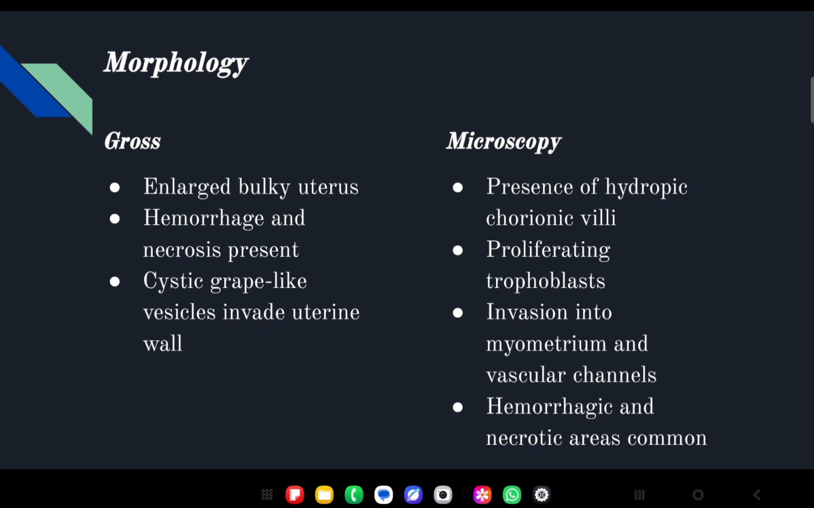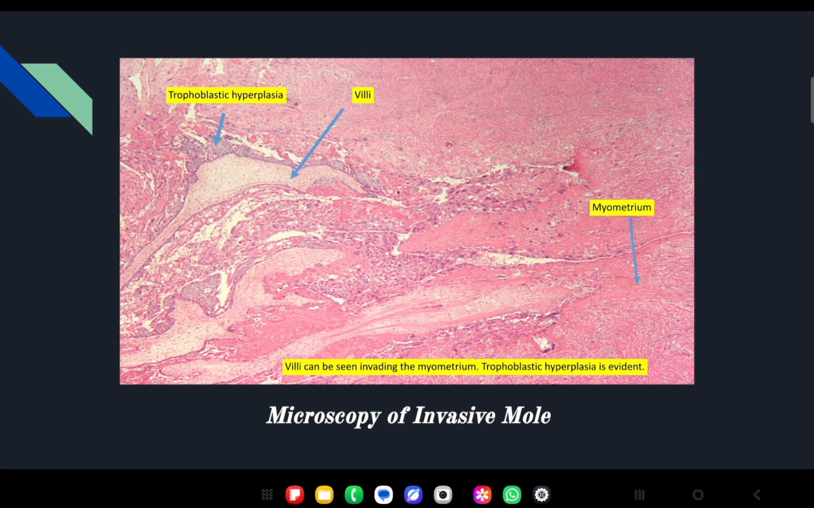In microscopy, it is similar to the benign condition, hydatidiform mole. Presence of hydropic chorionic villi, proliferative trophoblast, and invasion into the myometrium and vascular changes is the main difference between the complete and invasive mole. Hemorrhagic and necrotic areas are common as it is a malignant condition. In this picture, we can see the invasion of the villi into the myometrium, and there is trophoblastic hyperplasia, and the myometrium is invaded by the villus.